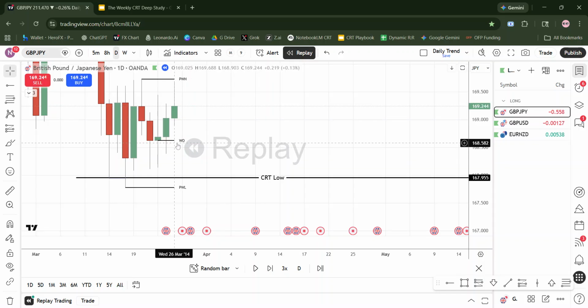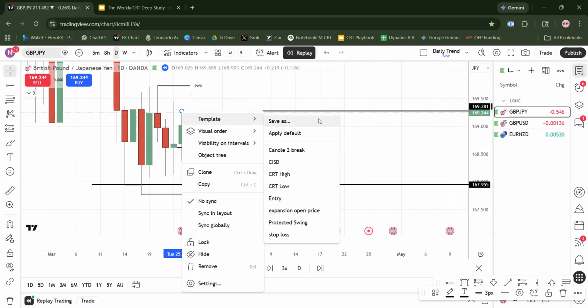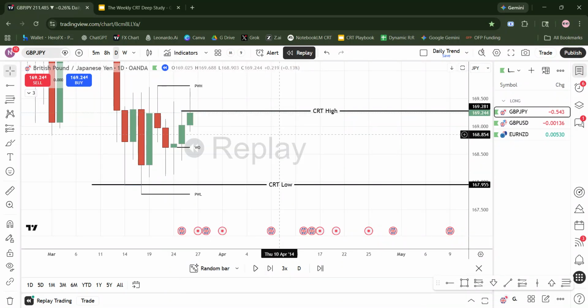Okay, but you do have Wednesday. That did give us more action to the upside. Now it did sweep this candle's high right here. So if I wasn't using the daily option, I would possibly be looking at this as a high on the daily.